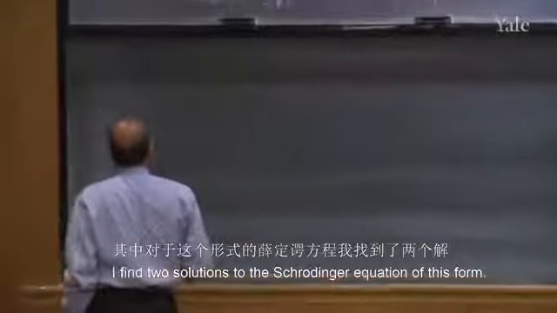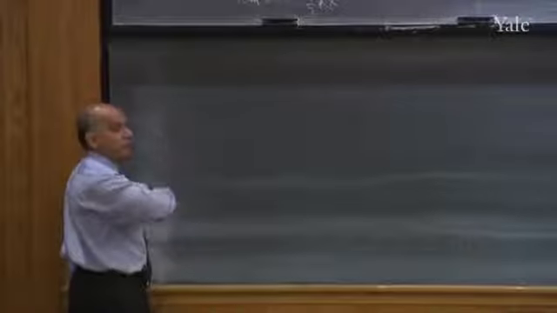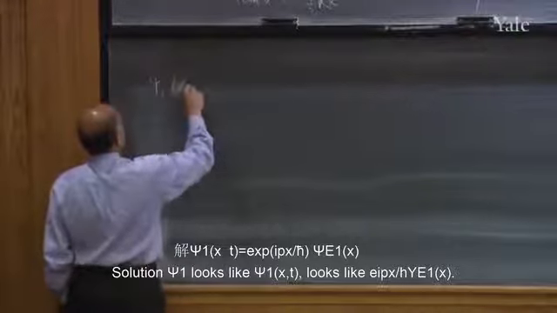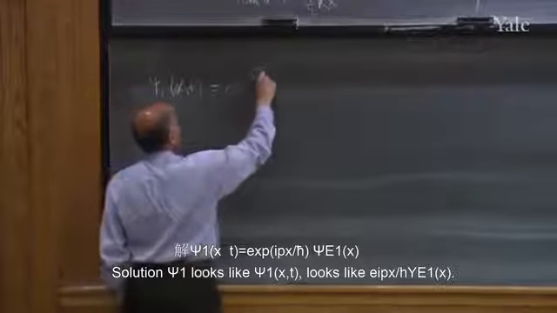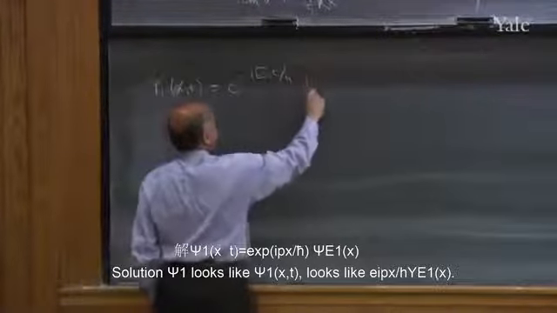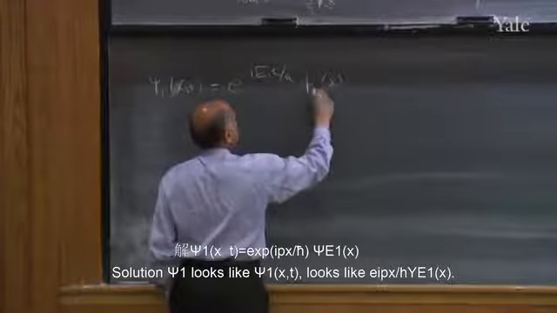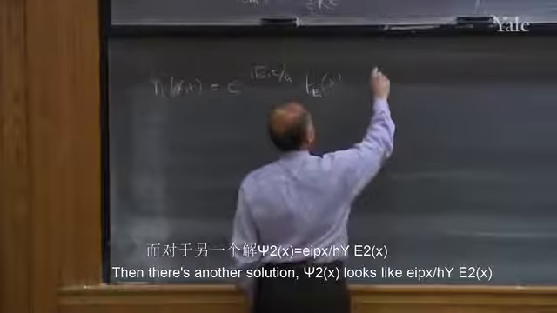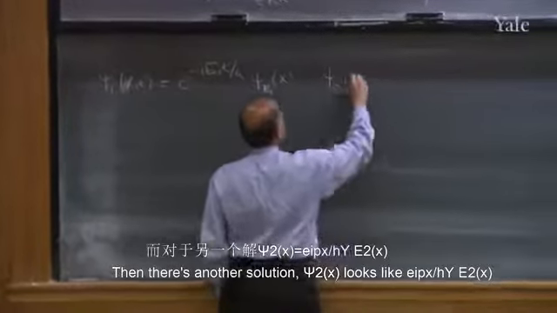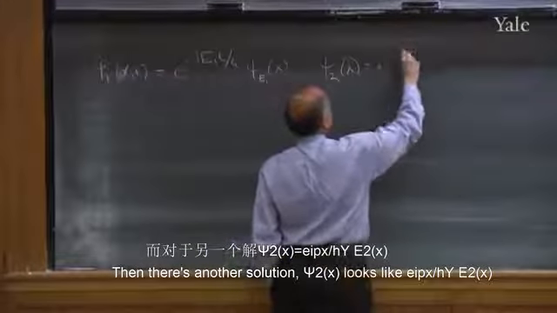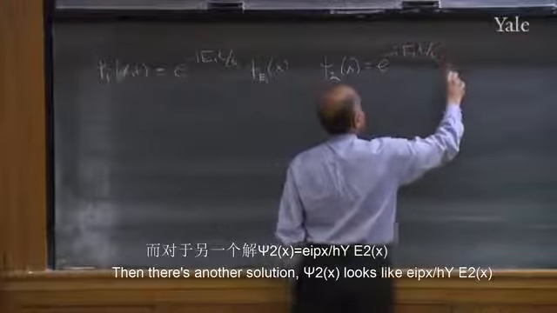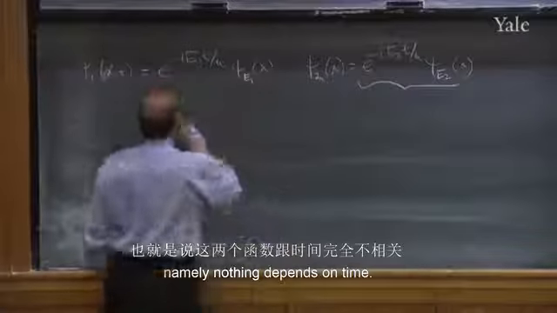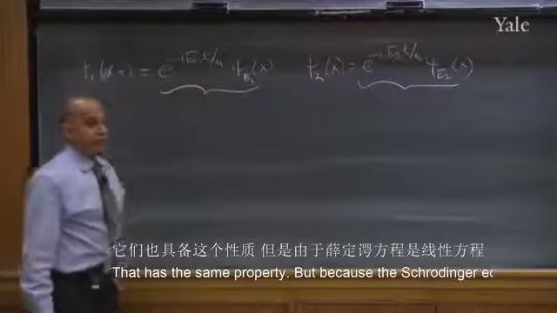Let's imagine that I found two solutions to the Schrodinger equation of this form. Solution psi 1 of x and t looks like e to the minus iE1t over h bar times psi sub E1 of x. That's the one solution for energy E1. Then there's another solution, psi 2 of x and t looks like e to the minus iE2t over h bar times psi sub E2 of x. This function has all the properties I mentioned, namely nothing depends on time. That has the same property.